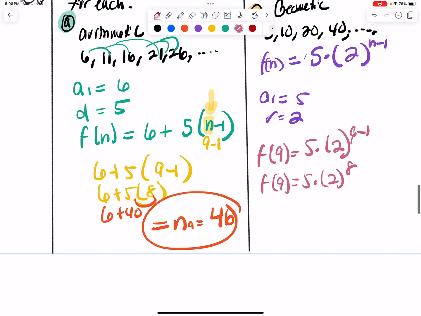And then remember, you have to do order of operations first. So 2 to the 8 and then times 5. So 5 times 2 to the 8 would equal 1,280. Yay. That's it.